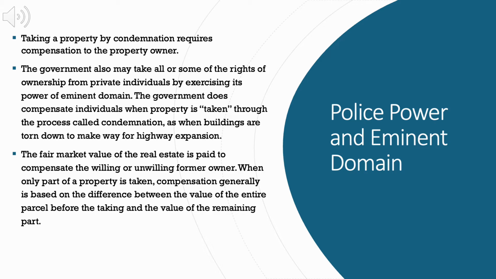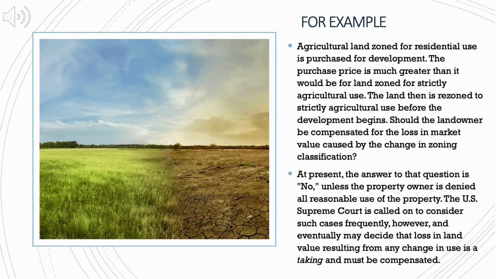When only part of a property is taken, compensation generally is based on the difference between the value of the entire parcel before the taking and the value of the remaining part. For example, agricultural land zoned for residential use is purchased for development. The purchase price is much greater than it would be for land zoned for strictly agricultural use. The land then is rezoned to strictly agricultural use before the development begins.